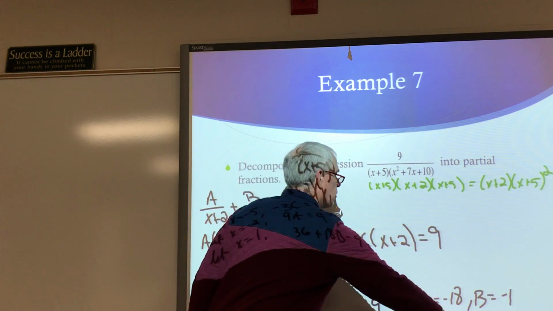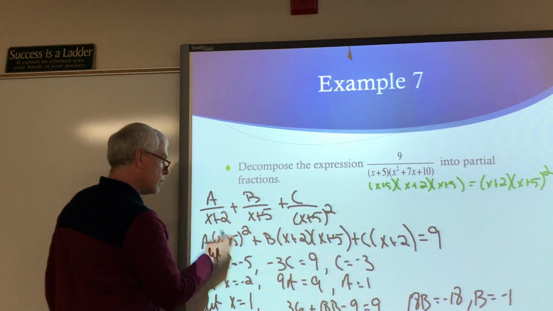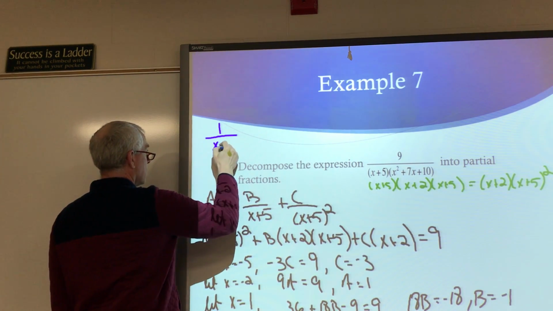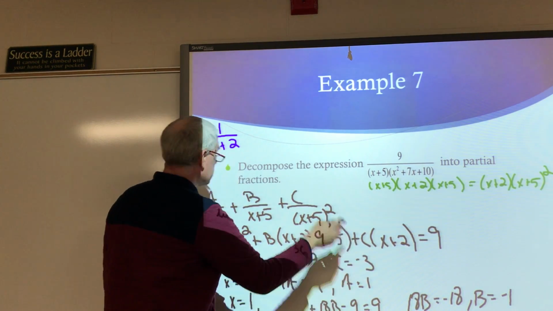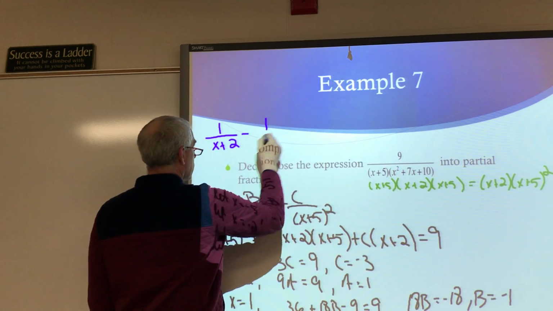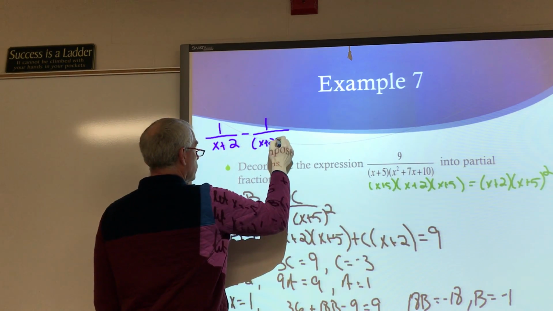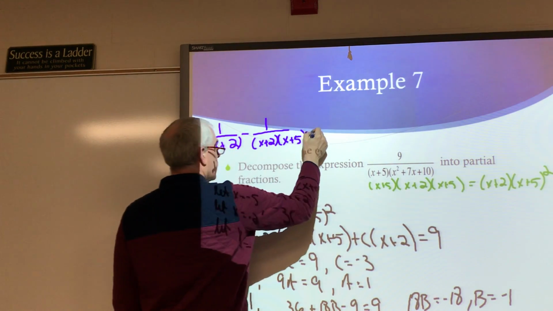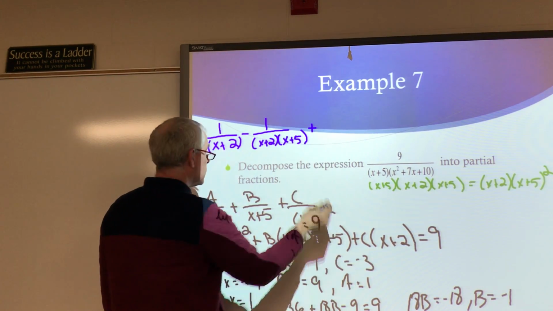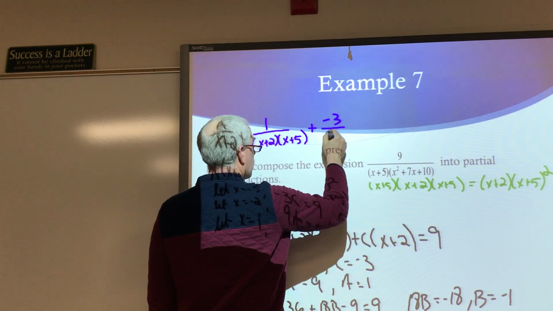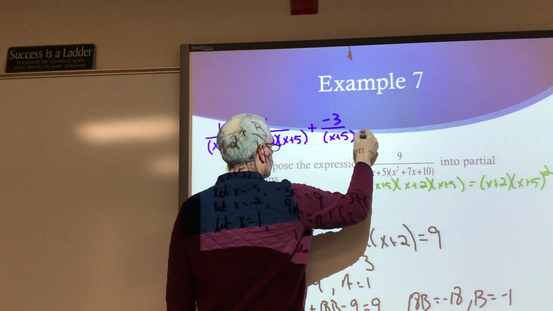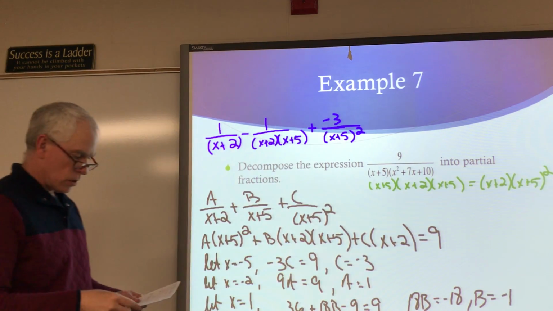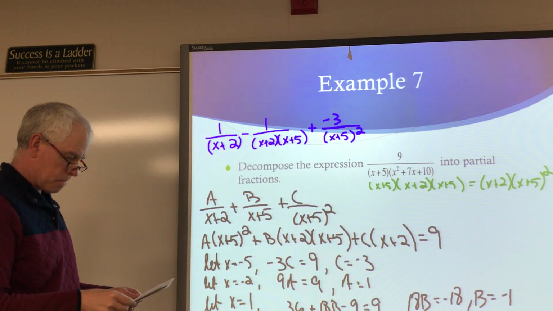So then let me come up here and write my answer. A, we said was 1. So 1 over x plus 2. B, we said was negative 1. So minus 1 over x plus 2 and x plus 5. And then c, we said was negative 3, and that was over x plus 5 quantity squared. Okay? That's what your ultimate solution is going to look like for that one.